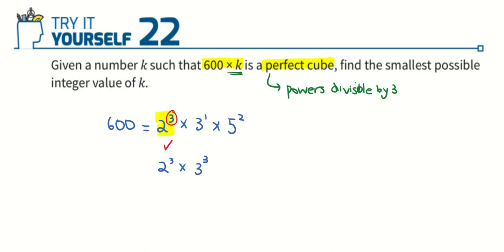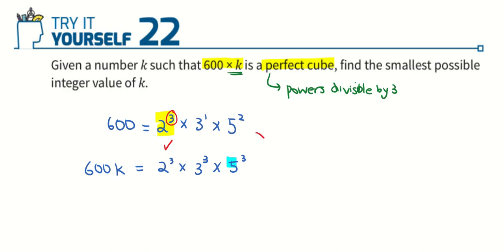Okay, 5 square. Is 5 square a perfect cube yet? No. Then what is the next power? 5 power 3. So this is the new number that I want.